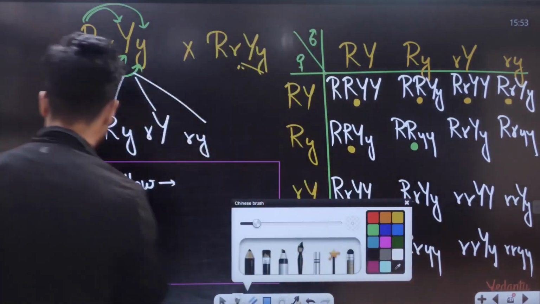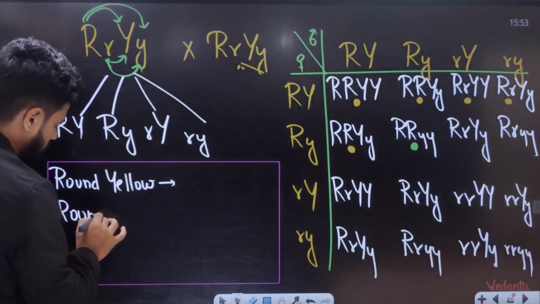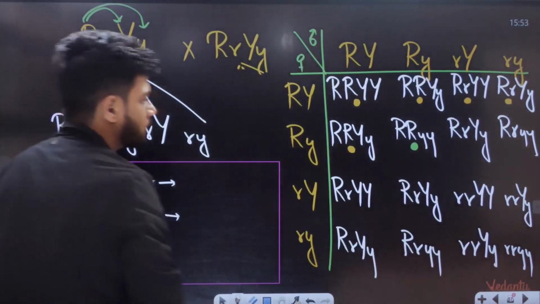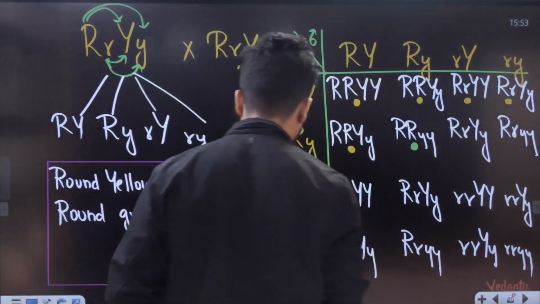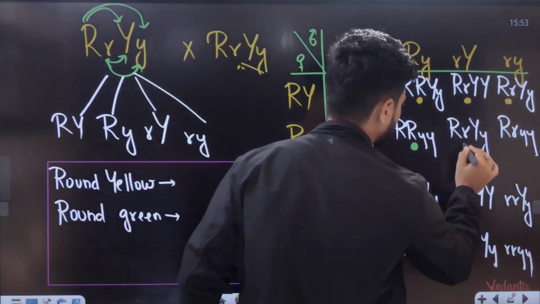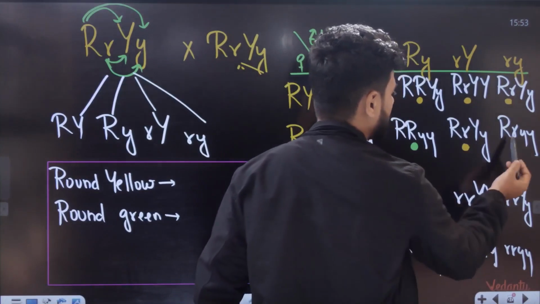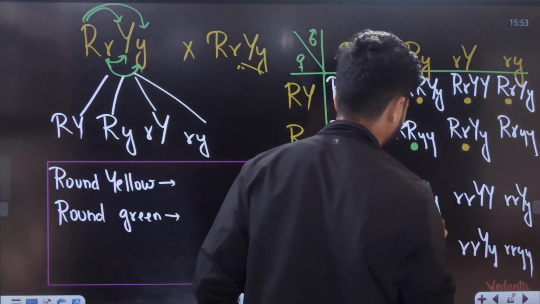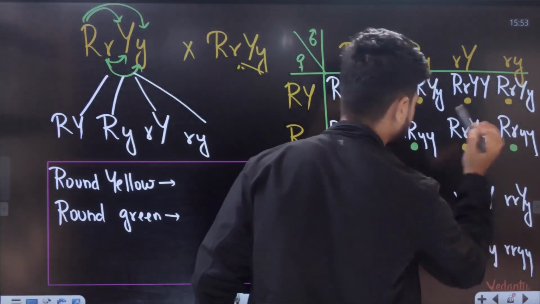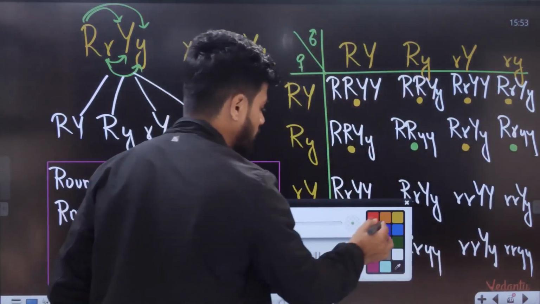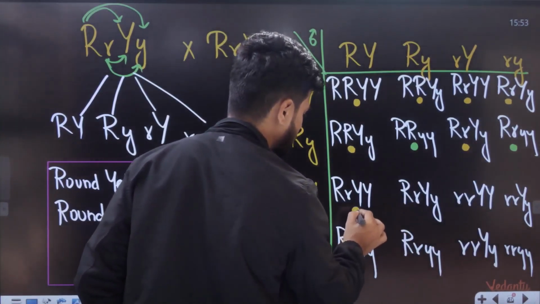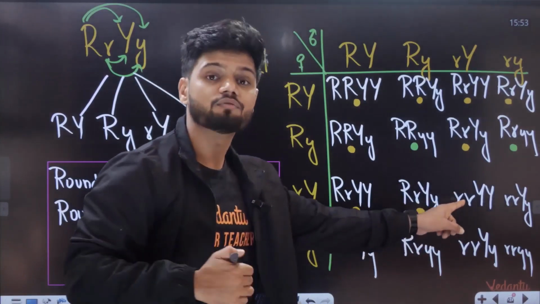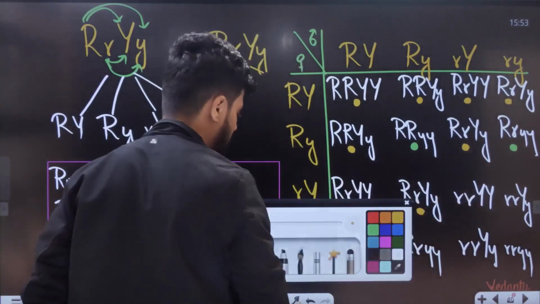Let's write here also. Round and green. Now, capital R, capital Y, round and yellow, again the same thing. This is going to be what? Round and green again. Let's mark it. Capital R, capital Y, round and yellow, again the same thing. Now this is going to be small r. It means wrinkled yellow.